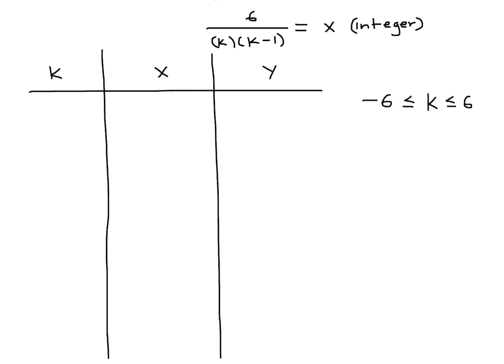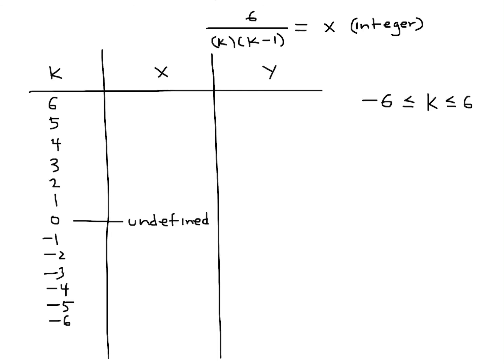So let's do that. We'll make a table: 6, 5, 4, 3, 2, 1, 0, negative 1, negative 2, negative 3, negative 4, negative 5, negative 6. All right? Let's start plugging values in. Immediately I notice that if k is 0, this is going to be undefined. So that's not going to work. If k is 1, similarly, it's undefined. So we've eliminated two possible values of k. And you just start plugging in values and get a result and see if it's an integer.